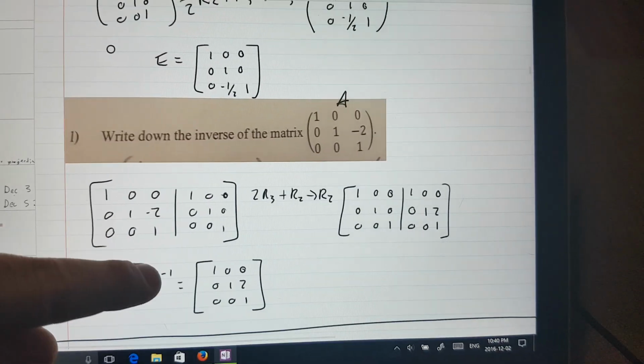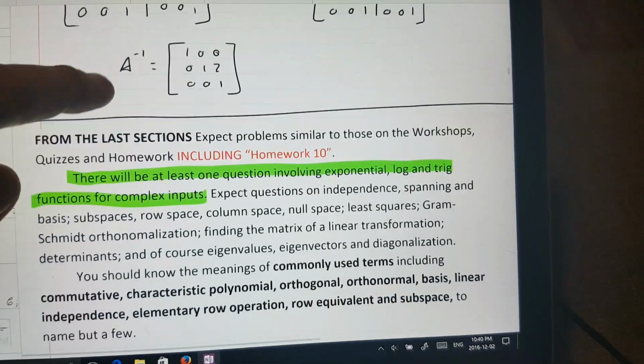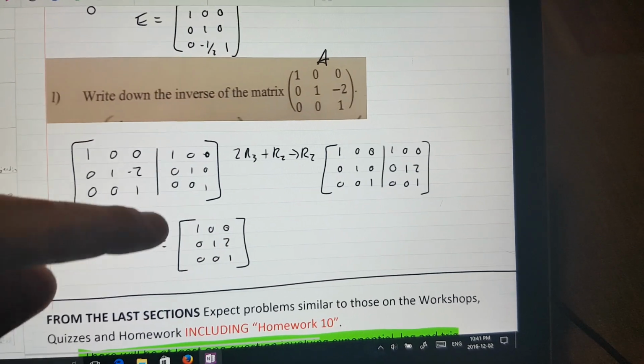All right, so write down the inverse of this matrix. I just augment it with the identity and solve for it. Okay, so that was midterm number 2.